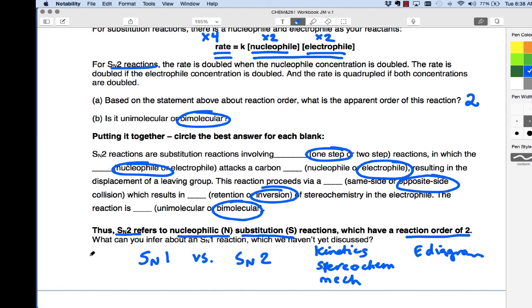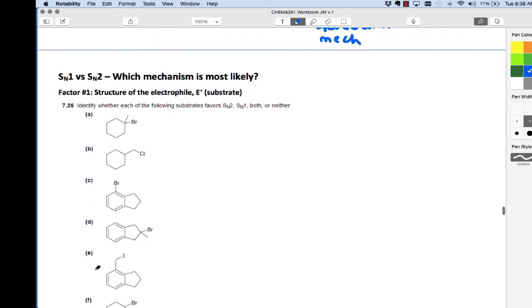Now we're going to see that it's not so straightforward and things can go either Sn1, Sn2, both, or neither, and that's going to be the basis for our next video.